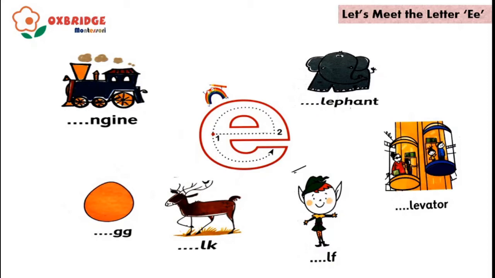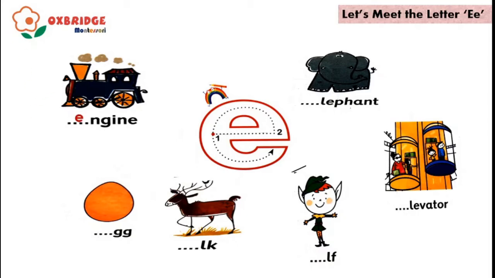Next, we have the letter E. E is the name of the letter and the sound is E. To say E, we don't have to move our lips or tongue. Yes, we say E with open mouth. So E is also a vowel sound. Let's see what is the beginning sound of engine. We have to say engine slowly. Yes, the beginning sound of engine is E.